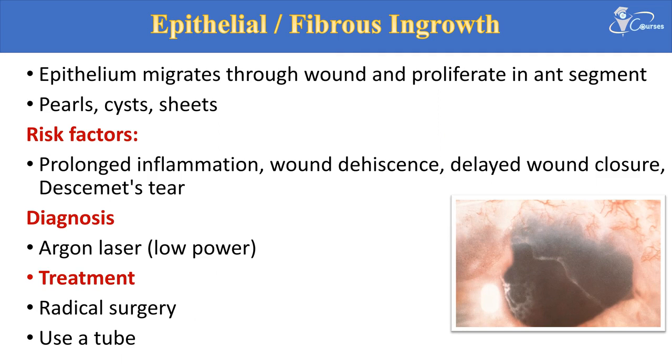Treatment is to do radical surgery, like a corneoscleral graft, trying to replace everything as much as possible, the cornea, the sclera, the angle, and use a tube, which usually fails.